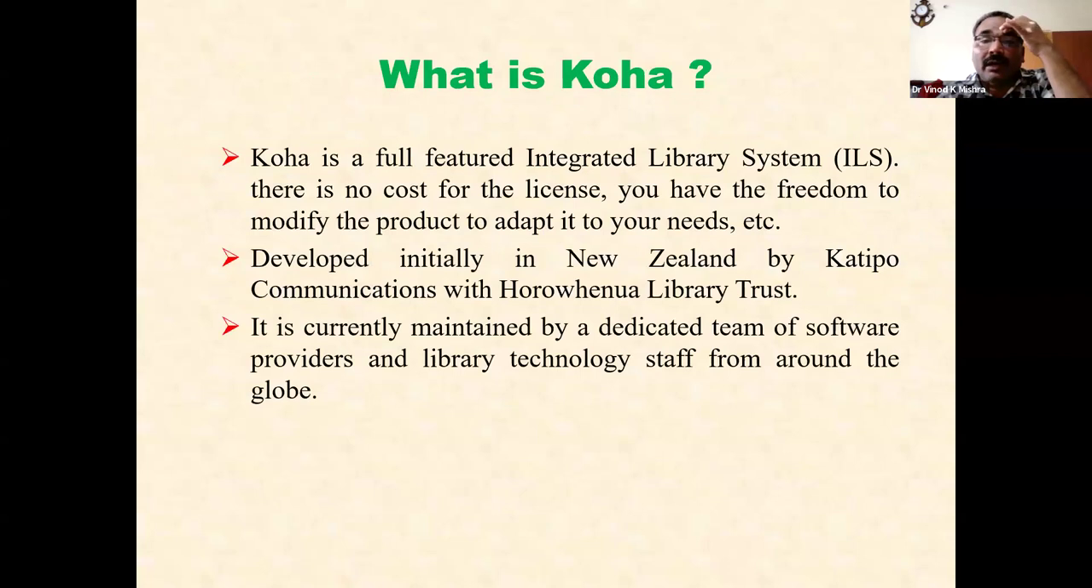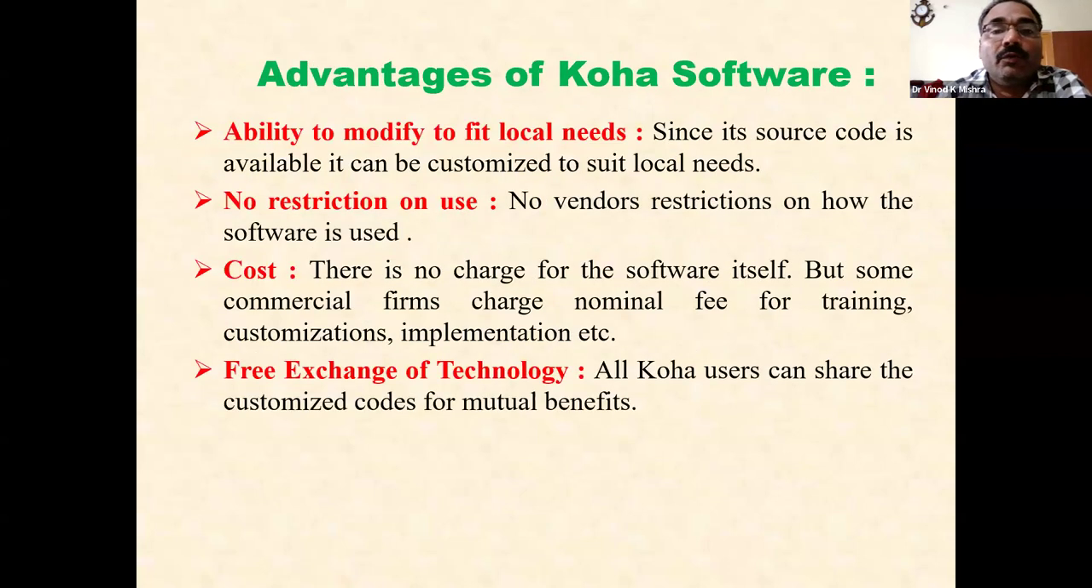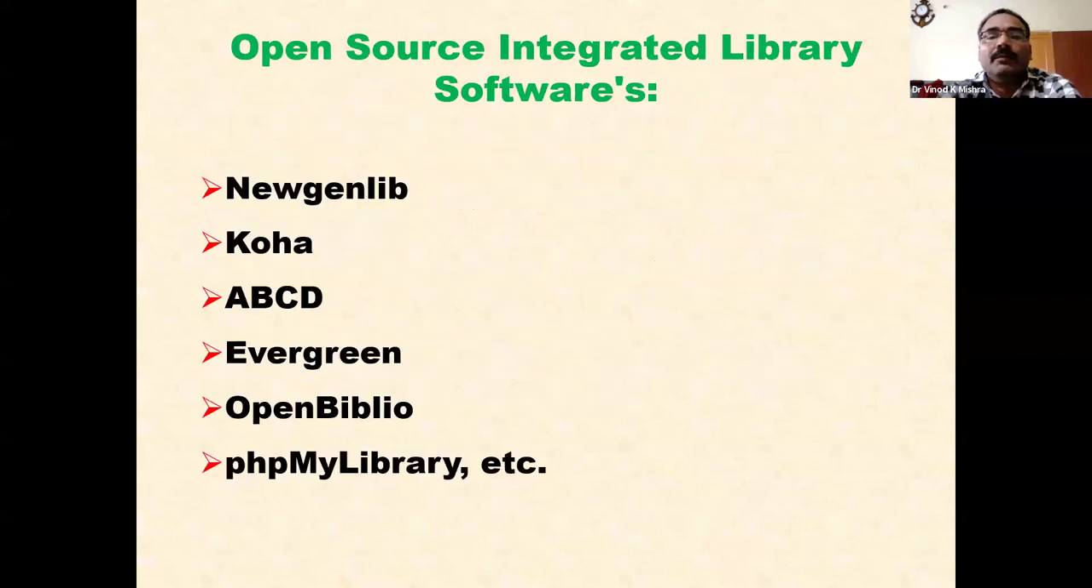So now, ILMS, Koha. I will let you know some of the ILMS which are open source and available in the public domain: NewGenLib, you may be aware, is of Indian origin. And Koha, you are all aware, then ABCD, Evergreen, OpenBiblio, phpMyAdmin, etc. are open source integrated library management software.